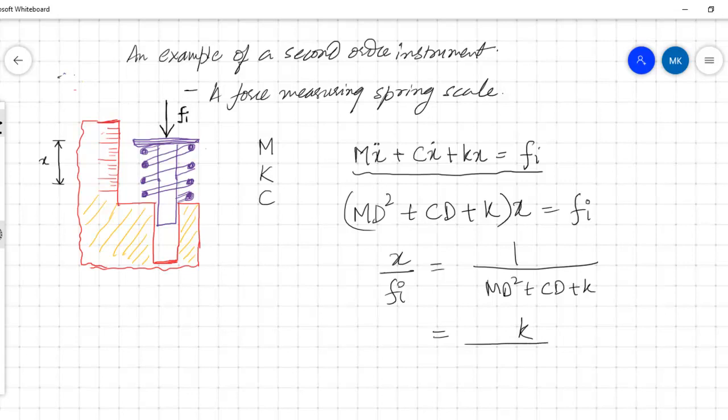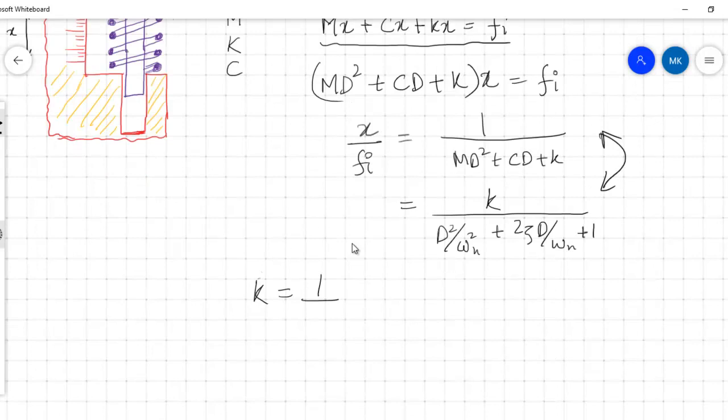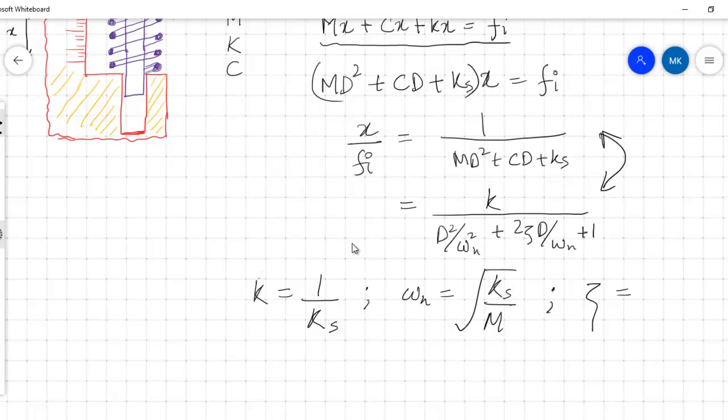We can put it again: k upon (D squared by omega n squared plus 2 zeta D upon omega n plus 1). Now if we compare these two, k equals 1 upon ks, where ks refers to the stiffness of the spring. We get omega n, the natural frequency of the system, as square root of ks by capital M, and the damping ratio is given by c upon 2 under root of ks M. All right. Now these are the corresponding parameters of the second order force measuring instrument.